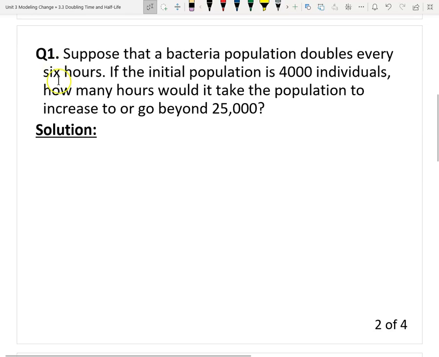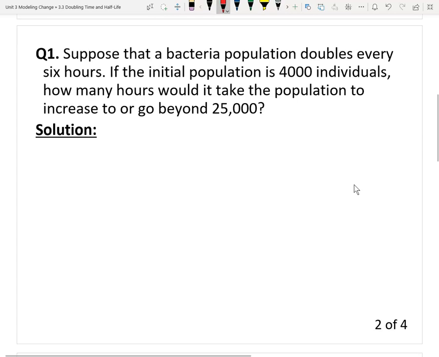Here is the first question. Suppose that a bacteria population doubles every 6 hours. Therefore, there's a doubling time growth model, right? If the initial population is 4,000 individuals, how many hours would it take the population to increase to or go beyond 25,000? Look at the question. How many hours does it need? Therefore, we need the time formula, right? So let me cover the time formula first.